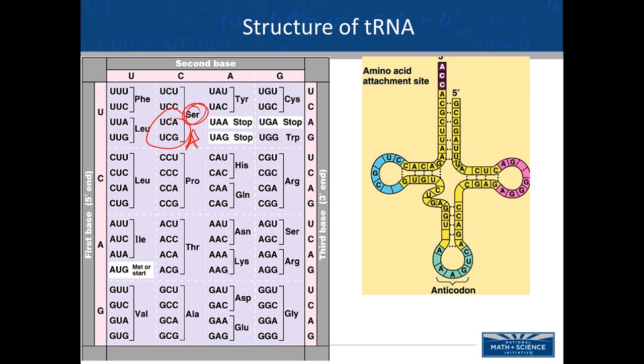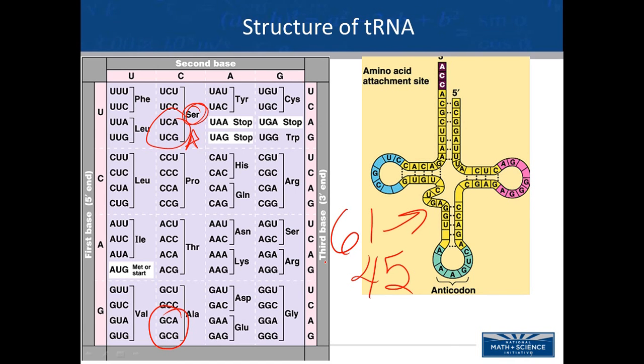Another example, GCA and GCG code for alanine. However, the transfer RNA, the anticodon, the U will base pair with either an A or a G, so the transfer RNA will still bring the amino acid alanine. Kind of cool. So in reality, what that means, again, instead of 61 transfer RNAs needed, we find that there's only 45.